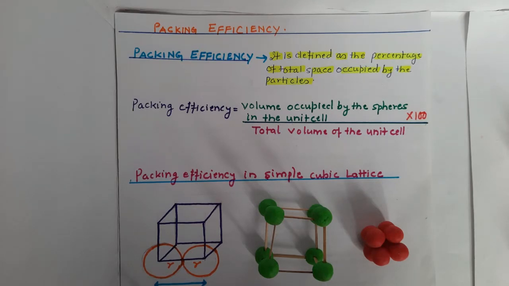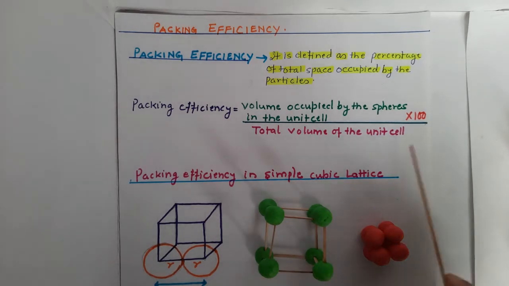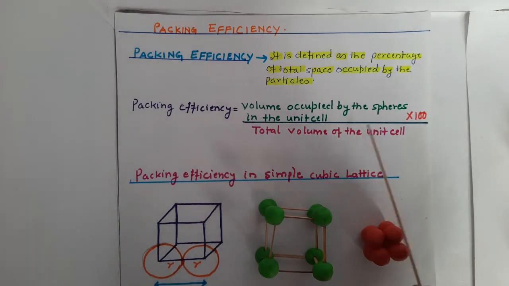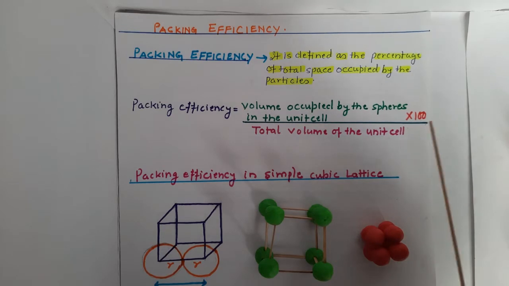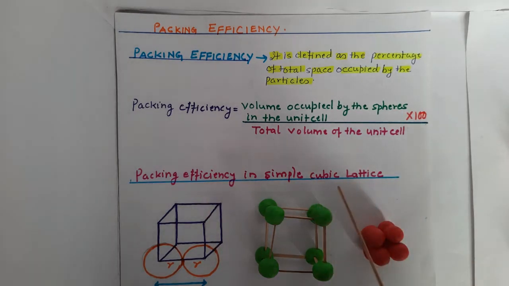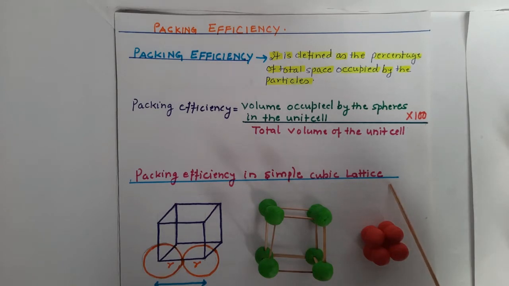So, the packing efficiency can be calculated as volume occupied by the spheres in the unit cell divided by the total volume of the unit cell multiplied by 100. Let us calculate the packing efficiency of simple cubic lattice or unit cell.